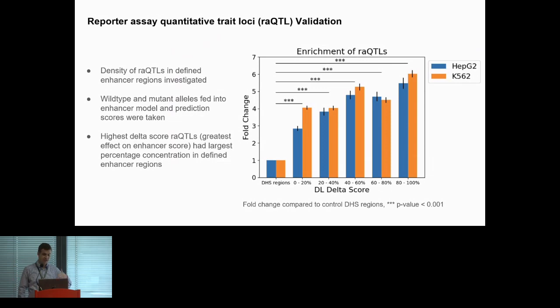And what we found is that the highest delta score ROC QTLs, so those that had the greatest effect on the two-phase enhancer score, had the largest percentage in our defined enhancer regions, which is exactly what we're looking for, right? If they're disrupting enhancer sequences, either by activation or deactivation, we would expect to find that in the greatest proportion in our enhancer regions. And indeed we did. So we believe this validated our model.